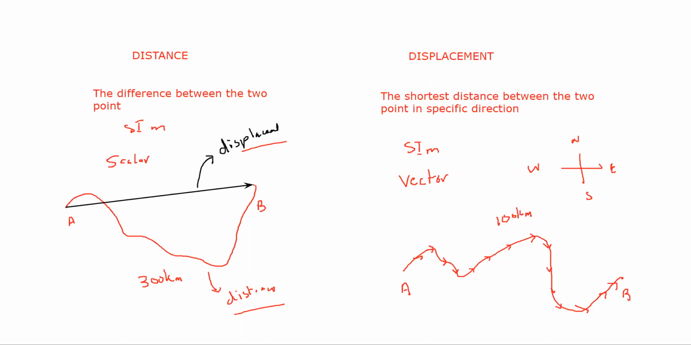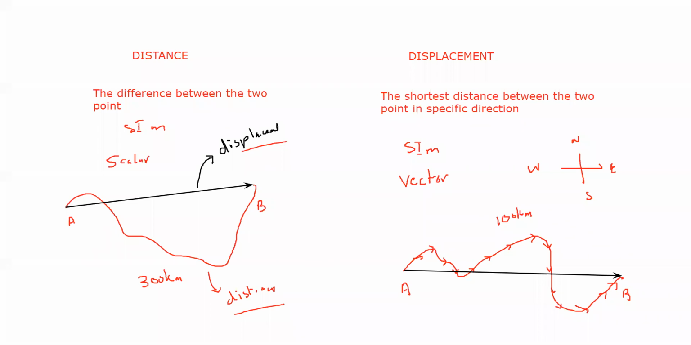But displacement is the shortest distance and has a particular direction, so we represent it by a direction. Distance is not represented by a direction because it is continuously changing, so there is no fixed direction in which the object moves. But in displacement, only one direction is there. That's why displacement is a vector quantity specified by a specific direction. Is it clear? Yes.